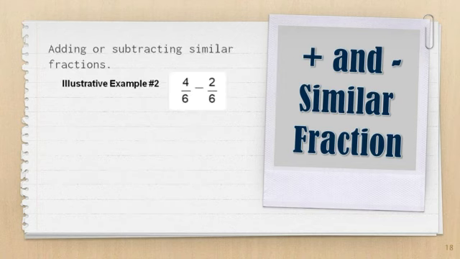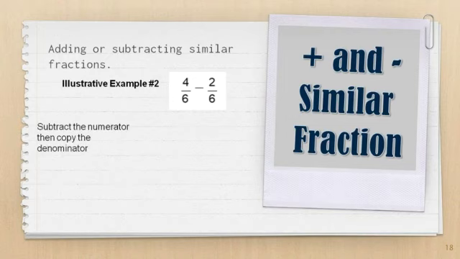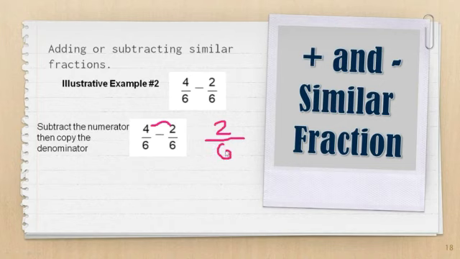Next, ano naman pag meron tayong subtraction? 4/6 minus 2/6. So, same lang din. Subtract lang natin yung number sa taas at kopyahin natin yung nasa baba since similar fraction naman siya. So, 4 minus 2, ito lang yung ima-minus natin, and that is 2. Tama? Over, kopyahin lang natin yung nasa ilalim. 6. Meaning to say, we have 2/6.